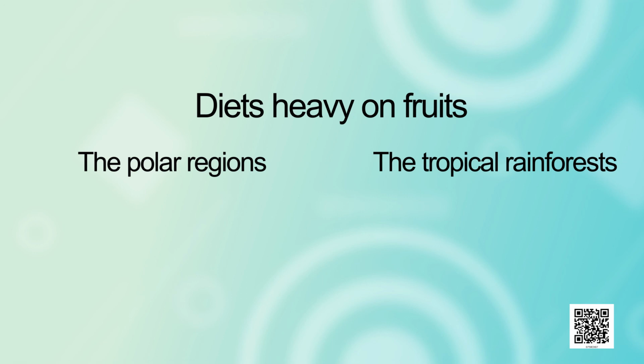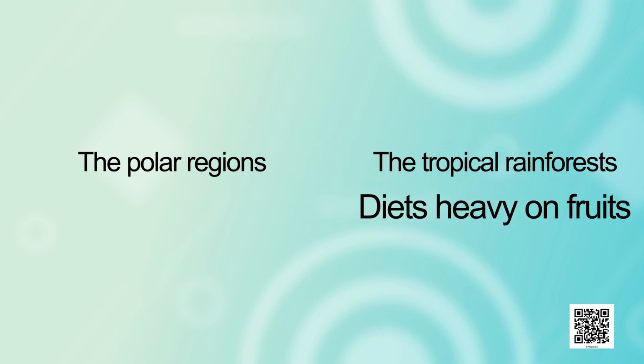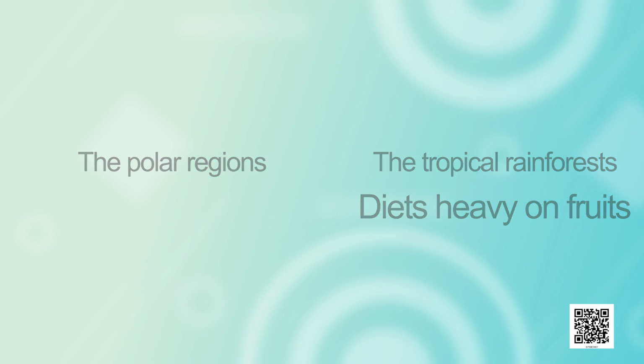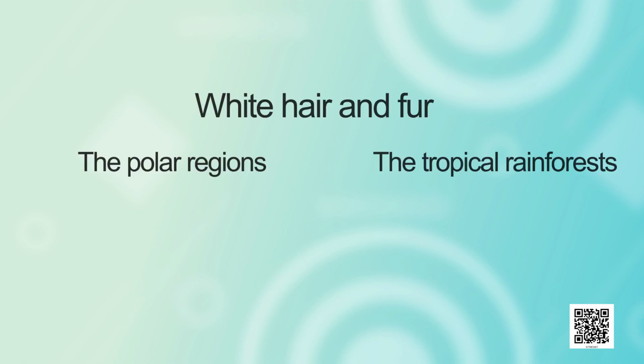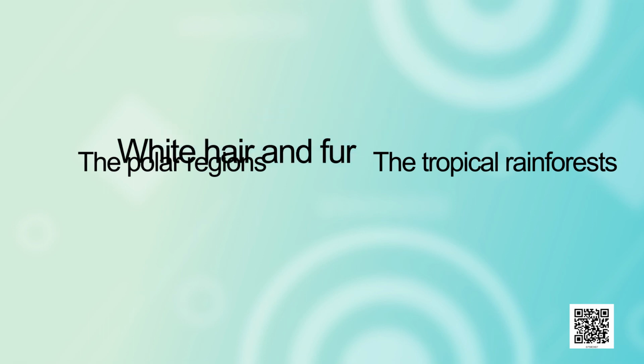So I give you a hint here that fruits are found on the trees and the animals which live on trees are found in tropical rainforest. Yes, you are absolutely correct. Such animals, they live in tropical rainforest. Next is white hair and fur. Yes, once again you have given the correct answer. They will be adapted to live in polar regions.